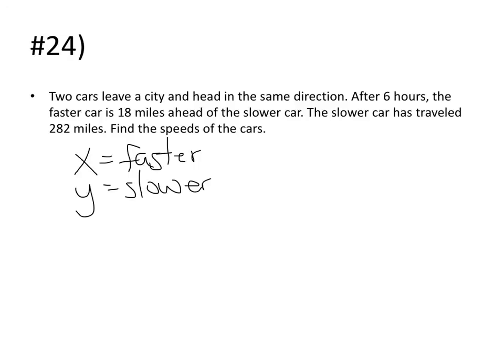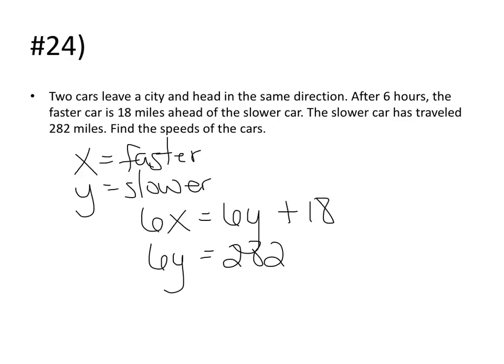And you have 6x is equal to 6y plus 18 and 6y is equal to 282 because 6, because of the hours, the 6 hours, 282, because that's how many miles the slower car has traveled, and y is the slower car, and the slower car is 18 miles behind the faster car. So that is our system of equations.